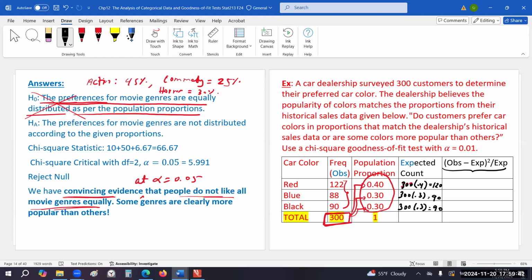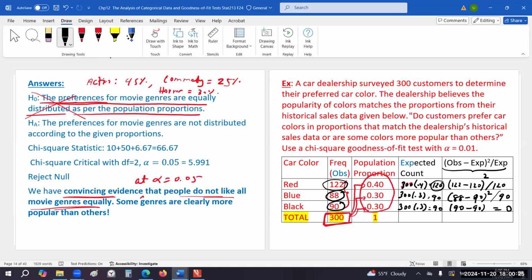So observed minus expected. Our observed is 122, expected is 120. We square the quantity, and then we divide by 120. The next one, our observed is 88. So 88 minus 90, we square the quantity, and then we divide by 90. Lastly, we have 90 minus 90, that gives us 0.